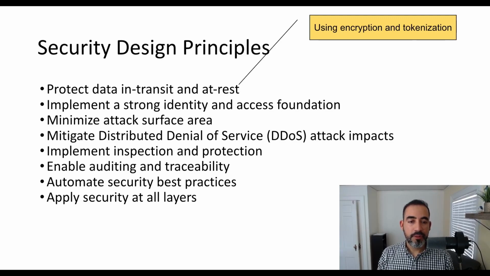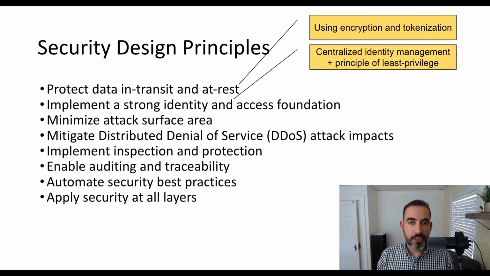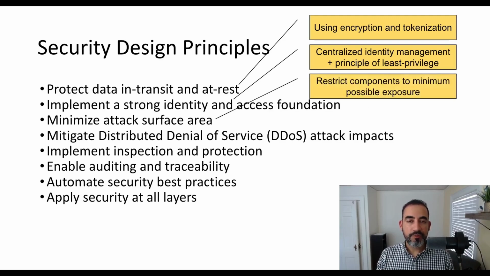Second point is a general security best practice that says you implement a strong identity and access foundation, and also incorporate centralized control over your IAM implementation. We'll talk more on this. And obviously, the principle of least privilege access is also a very important part of implementing a strong identity and access foundation. Third point is we have to make a continuous effort to minimize our attack surface.